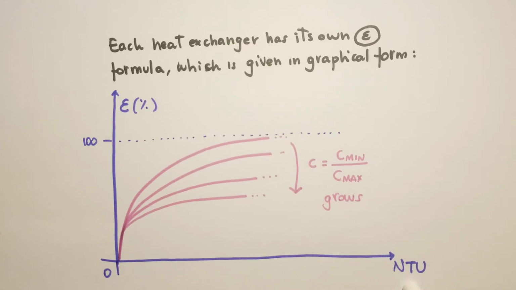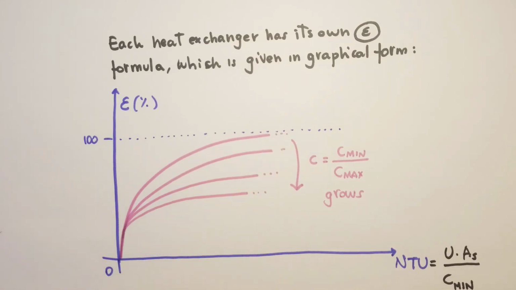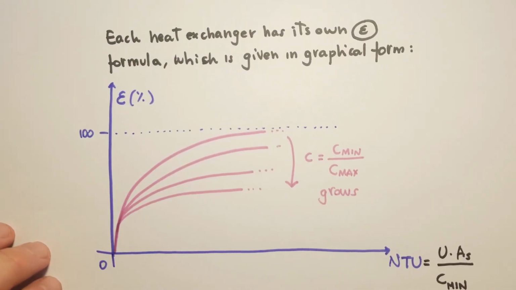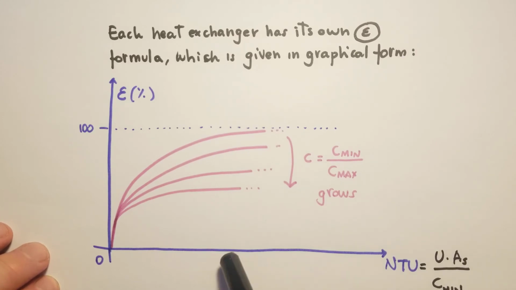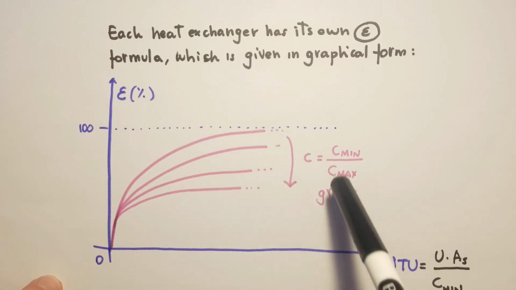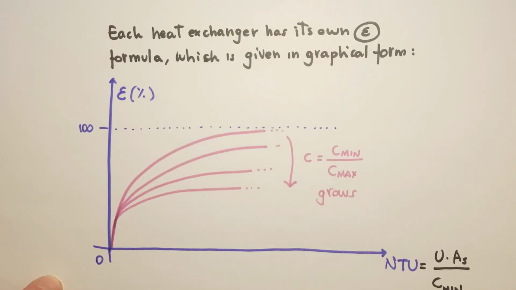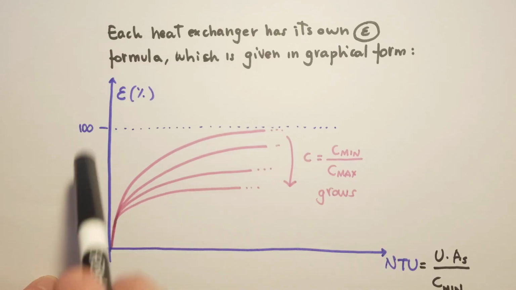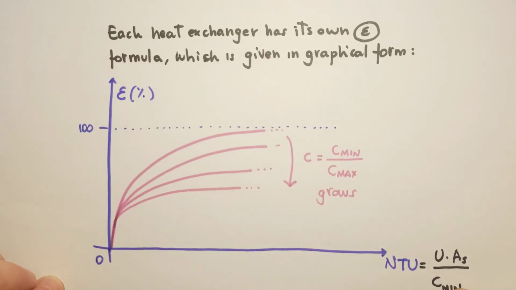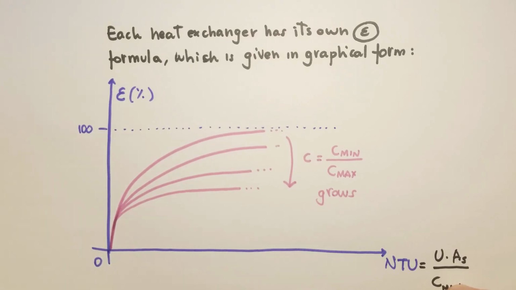All we have to do is compute the NTU that we remember. This is U, the overall heat transfer coefficient, times the surface area divided by the smallest heat capacity. So once we compute this quantity here, NTU, we move up and stop at the line that corresponds to the ratio of heat capacities that we need, and then we move to the left and read the percentage that we need. We can compute the effectiveness of the heat exchanger.